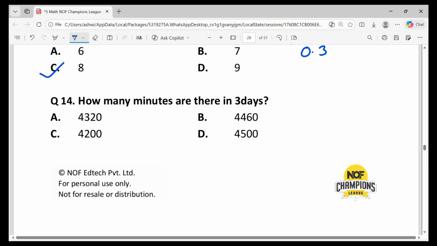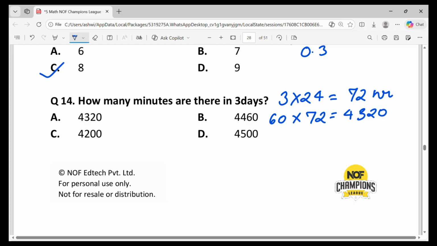Question 14. How many minutes are there in 3 days? There are 24 hours in a day, so the number of hours in 3 days will be 3 into 24. That is equal to 72 hours. We know that there are 60 minutes in an hour. So the number of minutes in 72 hours will be 60 into 72. That is equal to 4320. That is option A.